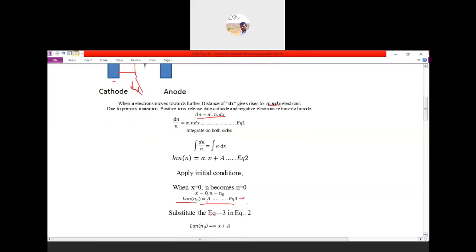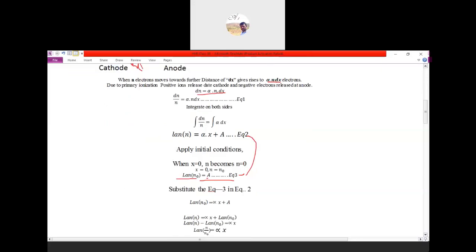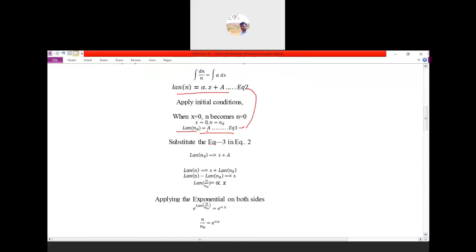From the integration we get ln n is equal to alpha x plus a, where a is the integral constant. For the integral constant we have to apply the initial condition: when x is equal to 0, n becomes n naught. So if we take a, ln n naught is equal to a. So the a value should be ln n naught.